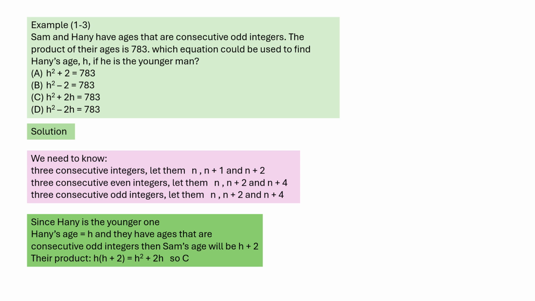Now we can multiply them. So h times h plus 2 will be h squared plus 2h. So look at it and equate it to 783. So we will choose choice C.